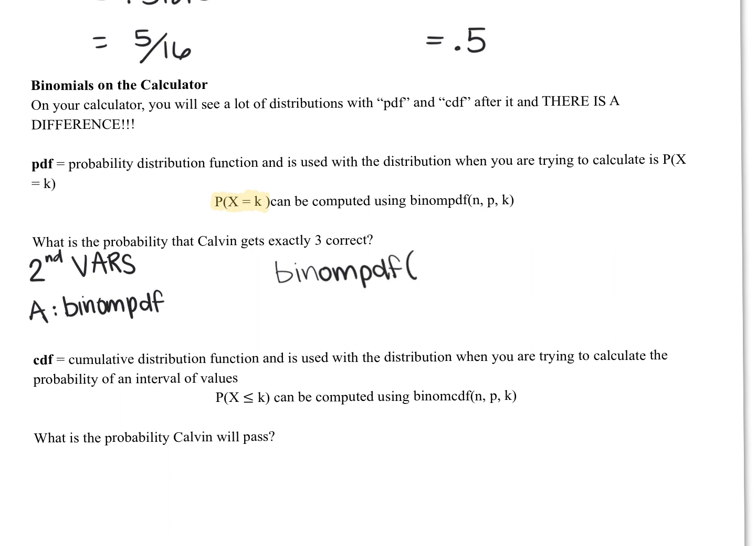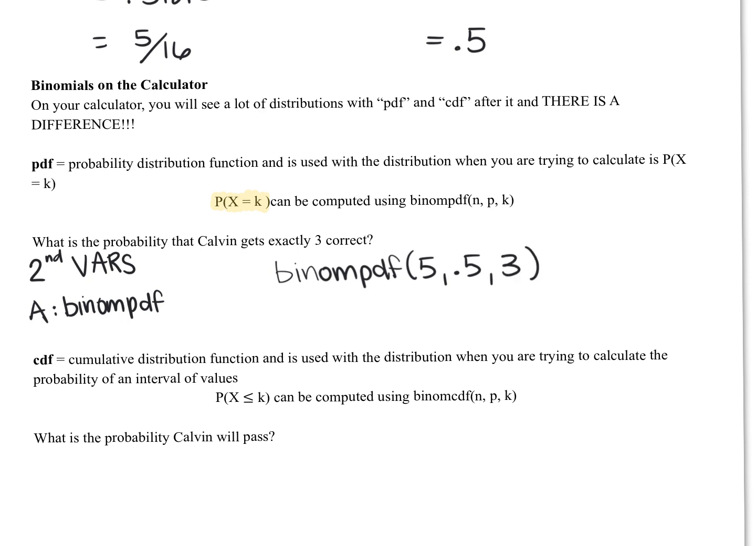depending on the calculator you have, it might go directly to the screen where it says binom PDF parenthesis, or it'll take you to a screen where it asks you for your trials, your probability, and your x value. It's in the same order no matter what. The first number you plug in is n, your sample size, and because we're talking about 5 questions, n is 5. The next thing you plug in is your probability, which in this case is 0.5, my probability of success. And because I'm looking for exactly 3 correct, my next value is going to be 3.